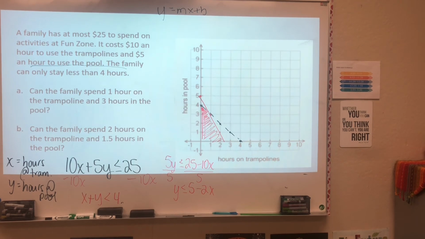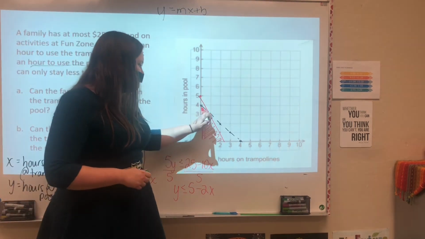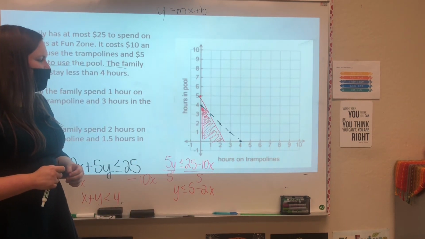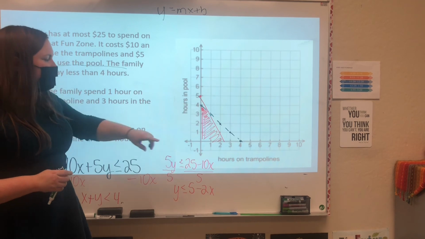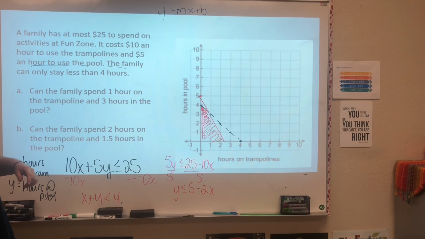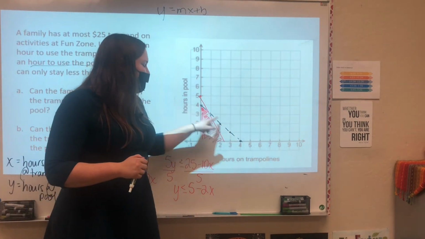So these last 2 questions should be real easy now that we've got this graph. The first one, can the family spend 1 hour on the trampoline and 3 hours in the pool? Yes. How do you know that? Because on the graph, you can go over 1 and then up 3. And you would still be within the shaded in area. Now I'm curious, that's not in the shaded area. Where is that point? It's actually over the red line. Is it? I wish I had a ruler. It's on the red line and it's on this dotted black line there.